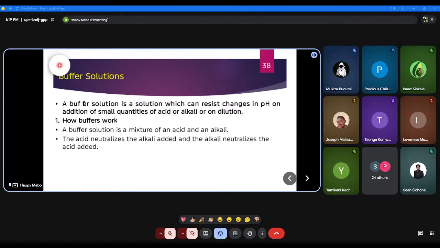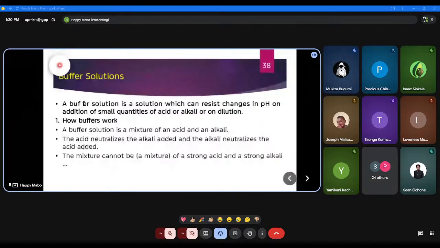The way the buffer works is that the acid is going to neutralize the alkali that is added, and the alkali neutralizes the acid that is added. Okay, so it works both ways. That's how buffers work. When you bring an alkali, the acid will perform its function and neutralize the alkali. When you bring an acid, the alkali will perform its function and neutralize the acid that will have been added to this particular buffer solution.